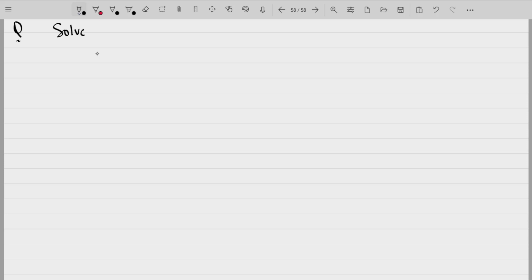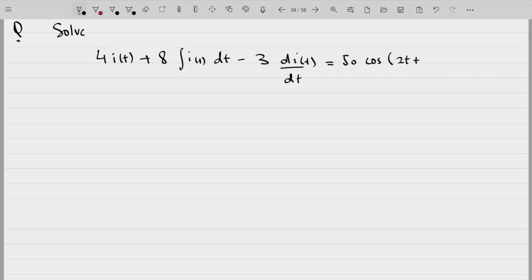You have a current I, 4I(t) plus 8 ∫I dt minus 3 dI by dt equal to 50 cos 2t plus 75 degrees. तो इसमें से बताओ I(t) किसके बराबर आएगा?